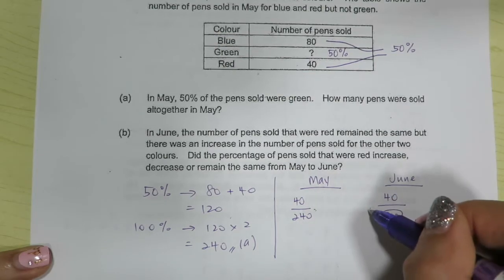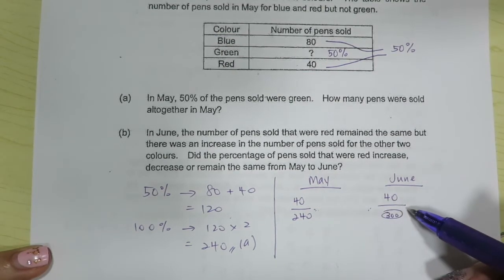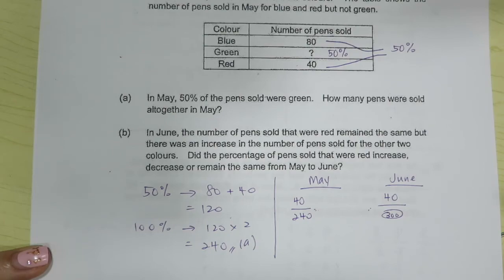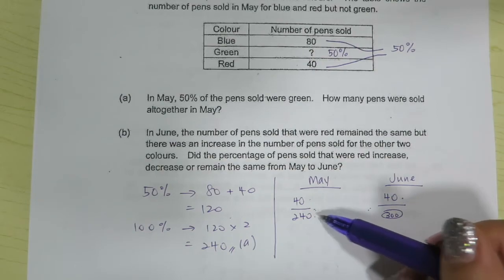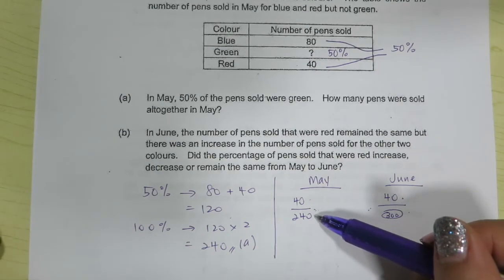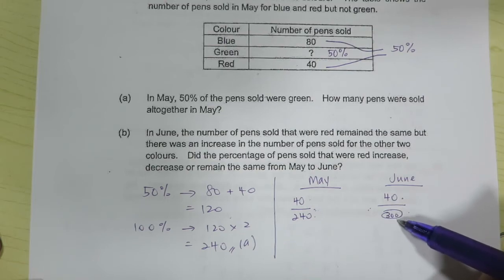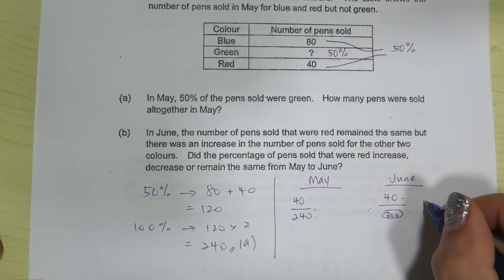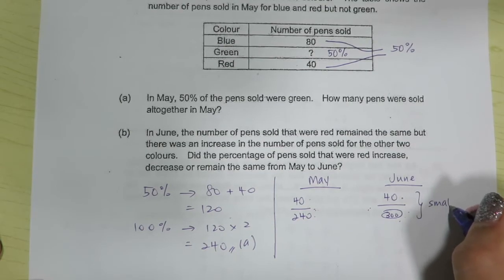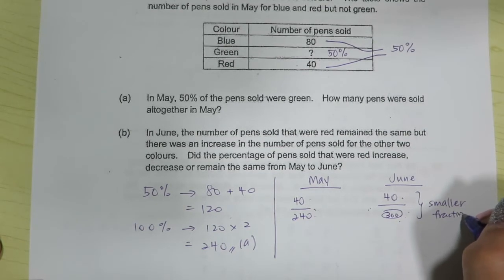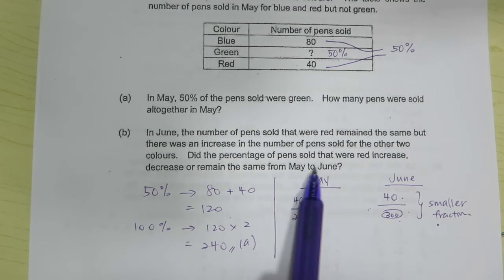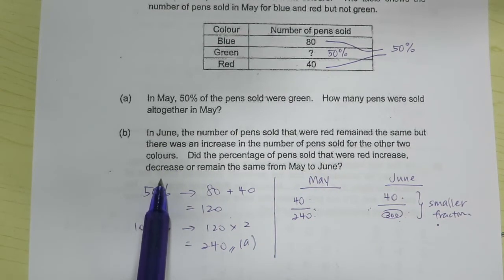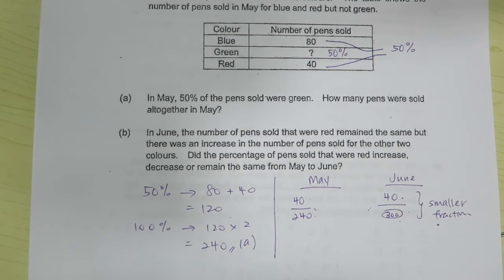Which fraction is larger? They have the same numerator. Then we need to compare. The one that has a larger denominator would be the smaller fraction. So from a larger fraction, it becomes a smaller fraction, meaning the percentage of pens sold decreased. So that's the answer for part B.